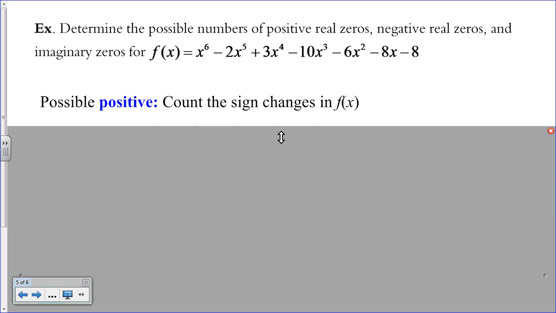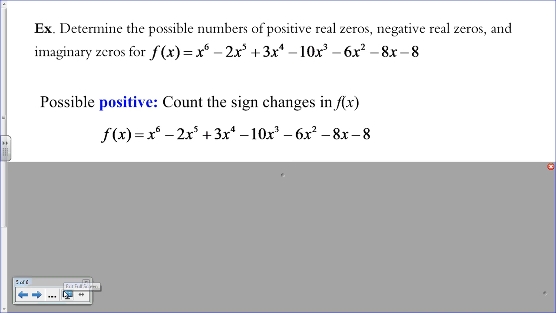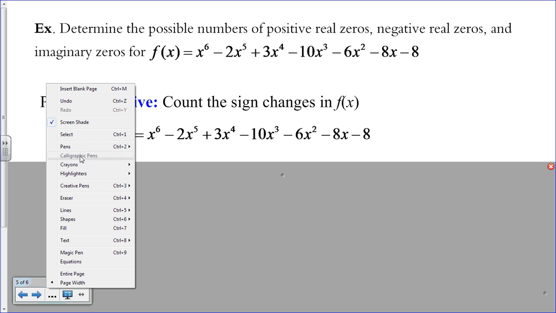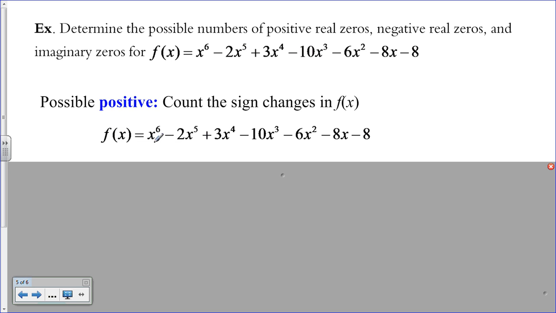So remember, to do this, we're going to count the sign changes in the function f of x. So here's the function. The sign changes any time that the coefficient goes from being positive to negative or negative to positive. So I see that it starts out as positive x to the 6th power and immediately changes to negative 2 x to the 5th power. So there's one sign change. Negative then changes back to positive, so there's a second sign change. Positive then changes back to negative, there's a third. And then it stays negative for the rest of the function.